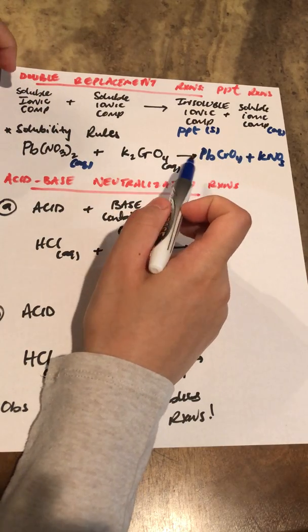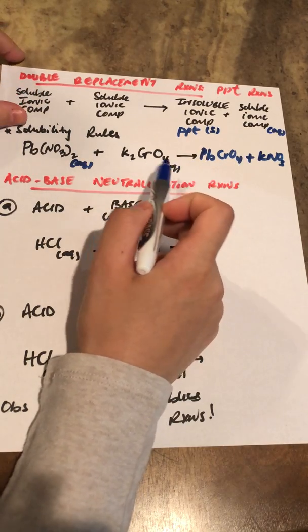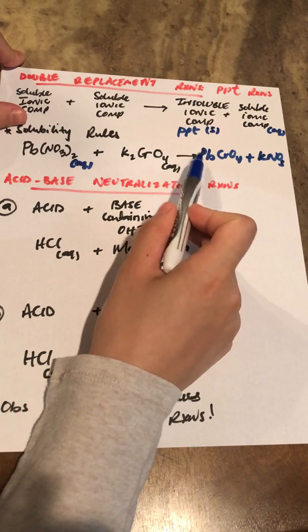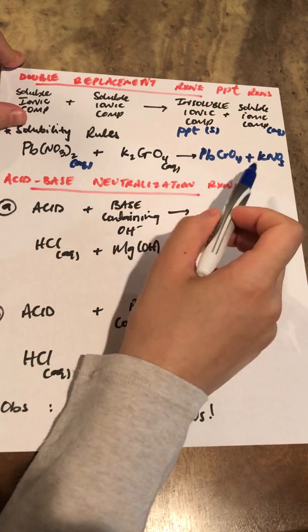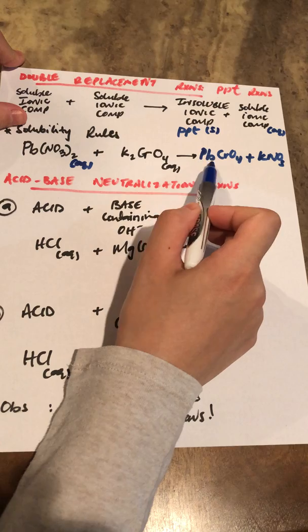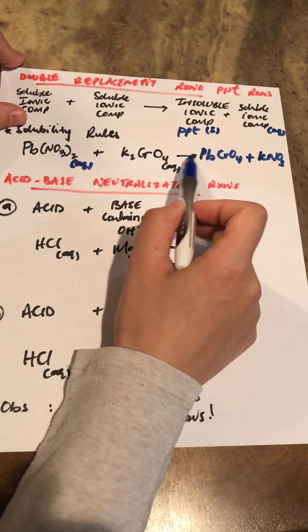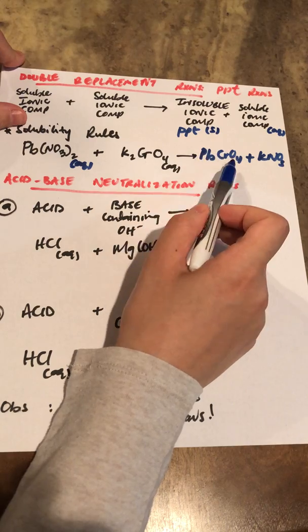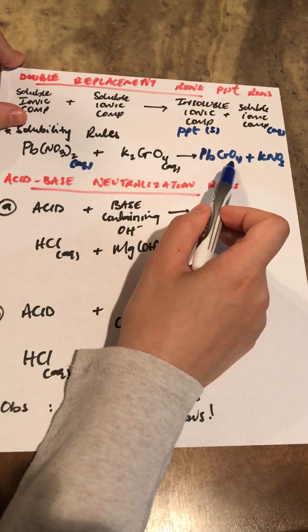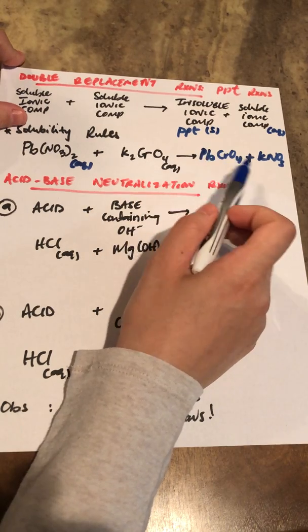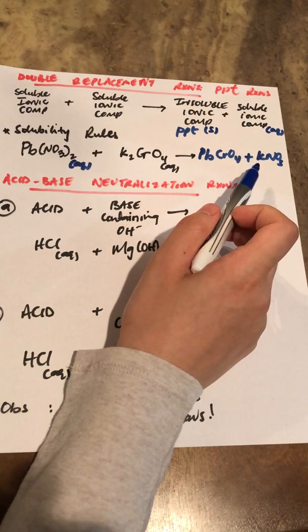Now the one thing I want to point out over here is we always start with the metal. Whenever we're forming the products, we're always starting with the metal and ending with the polyatomic nonmetal. So keep that in mind. We always start with the cation and end with the anion. So keep that in mind when you're coming up with the products.